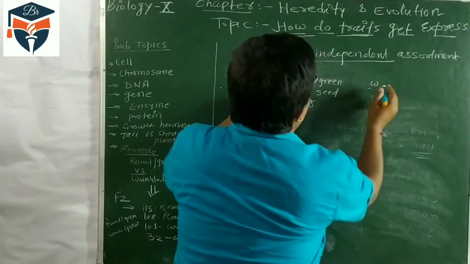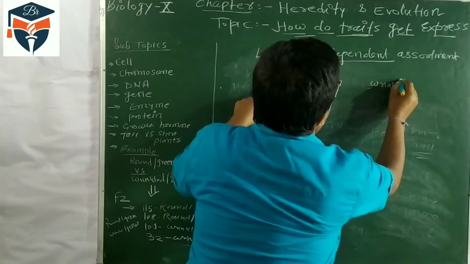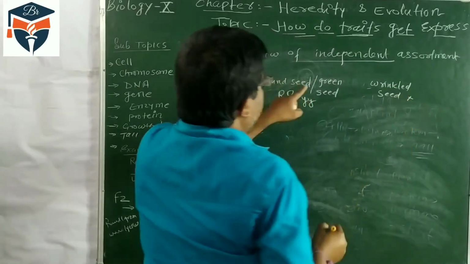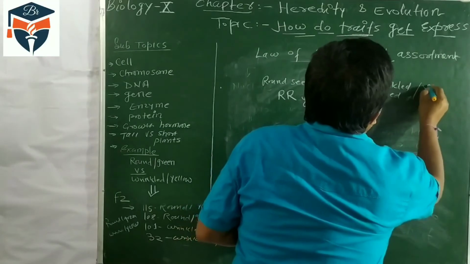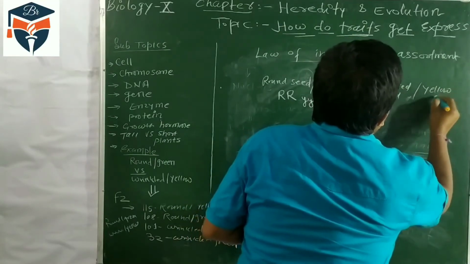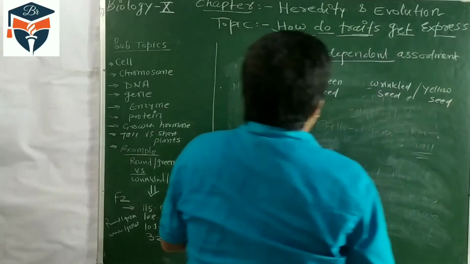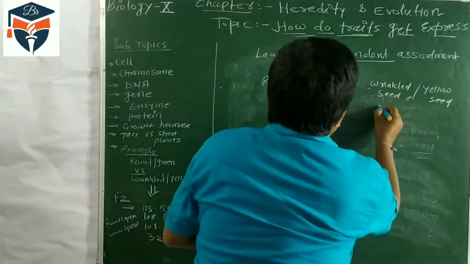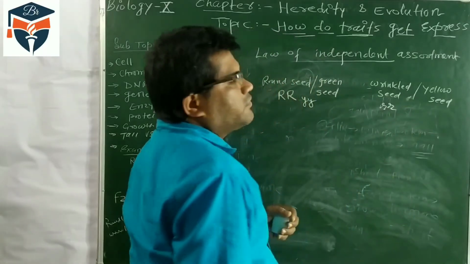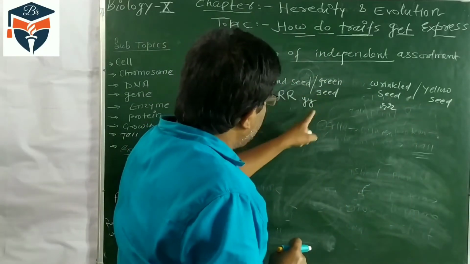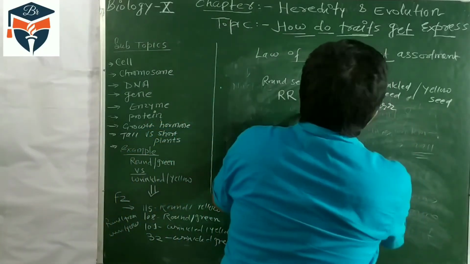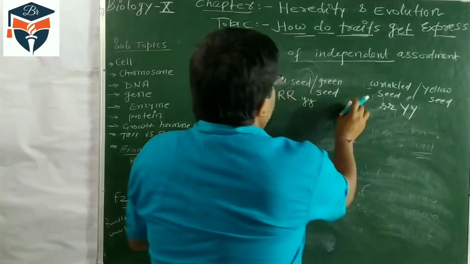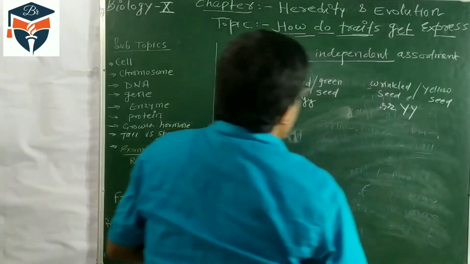Round is wrinkled seed, and the plant has yellow color of seed. So look at it. One plant has round seed, capital R, so wrinkled seed will be the allele, small r. Green seed is small y, because this is a recessive character, and yellow seed is a dominant character, so we write capital Y.